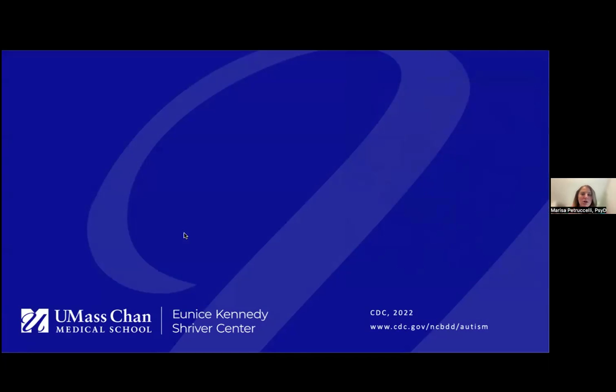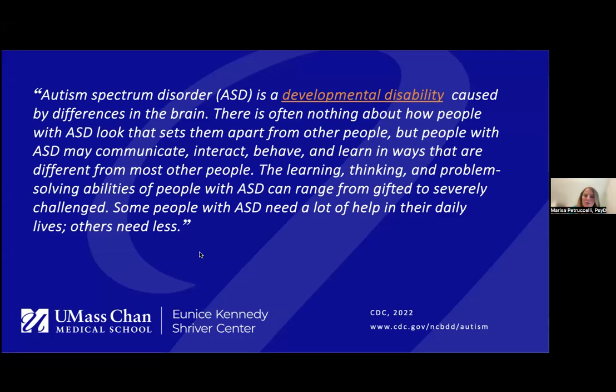I want to start with a broad definition of autism spectrum disorder. And I like this one from the CDC because I think it fits well with the current framework of how we think about autism spectrum disorder in a neurodiverse framework. Part of their definition, available on the website, talks about autism spectrum as a developmental disability caused by differences in the brain.